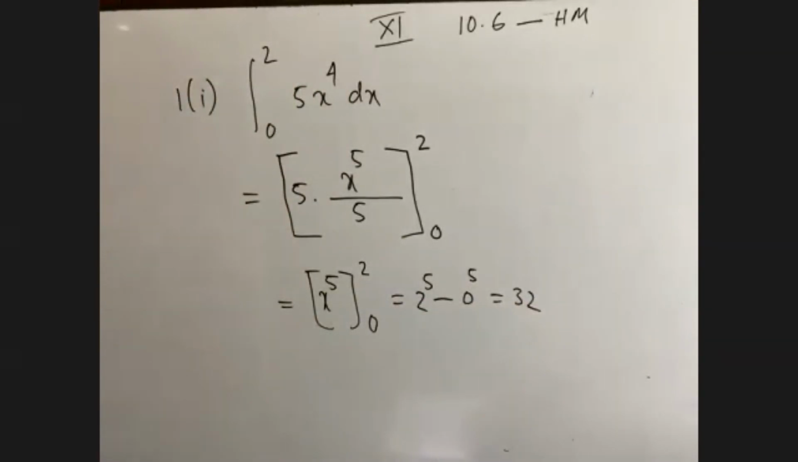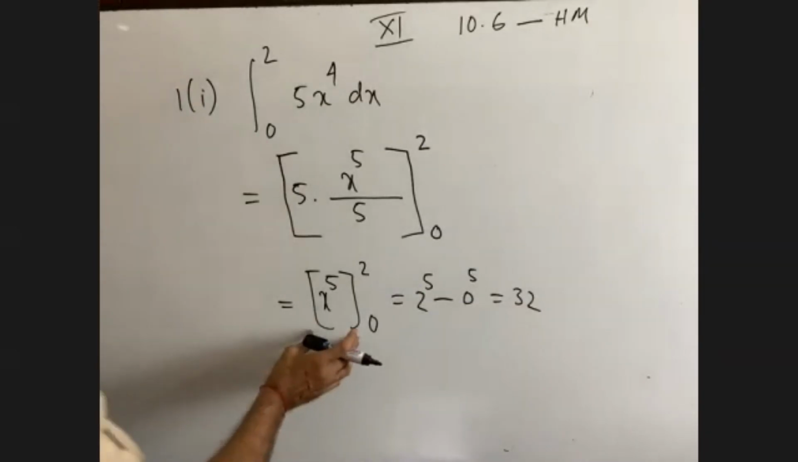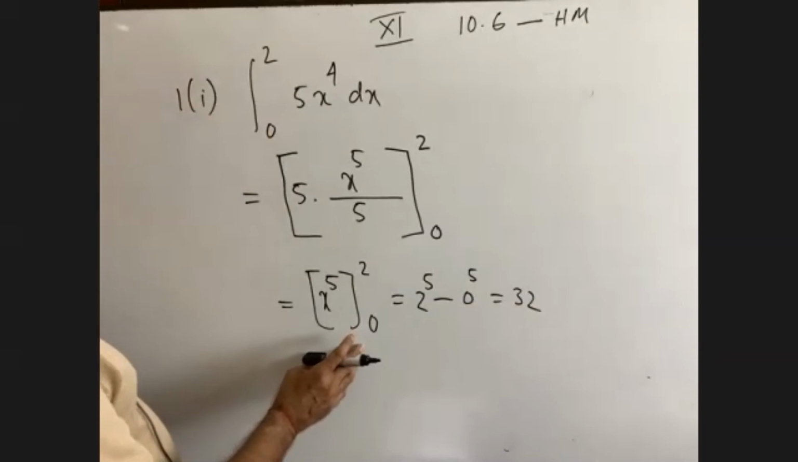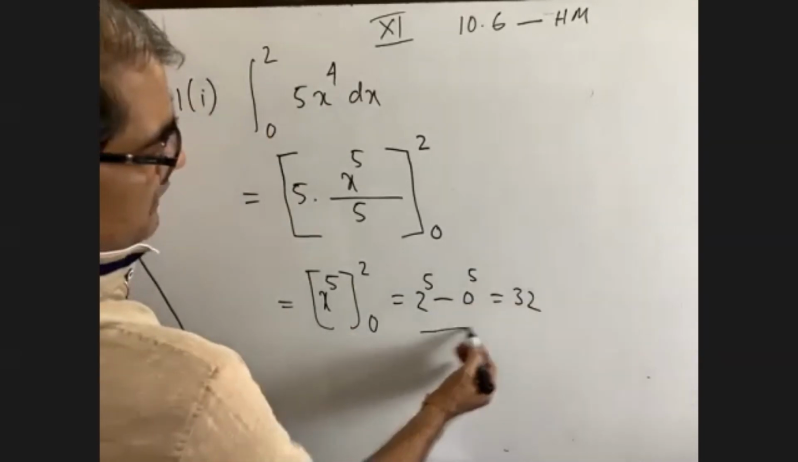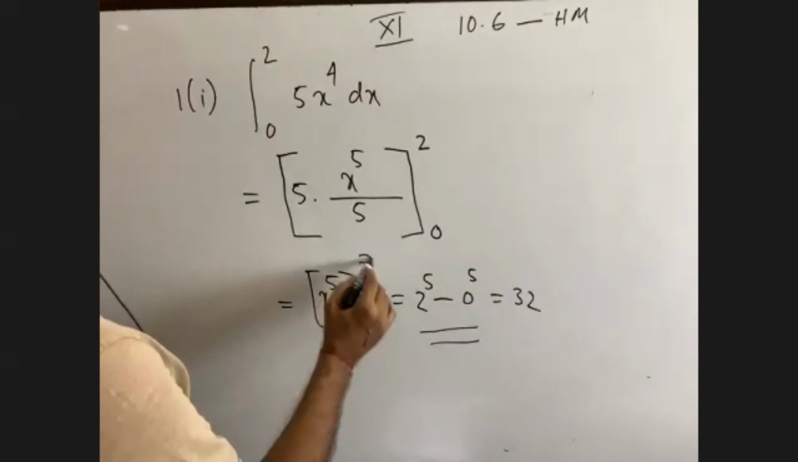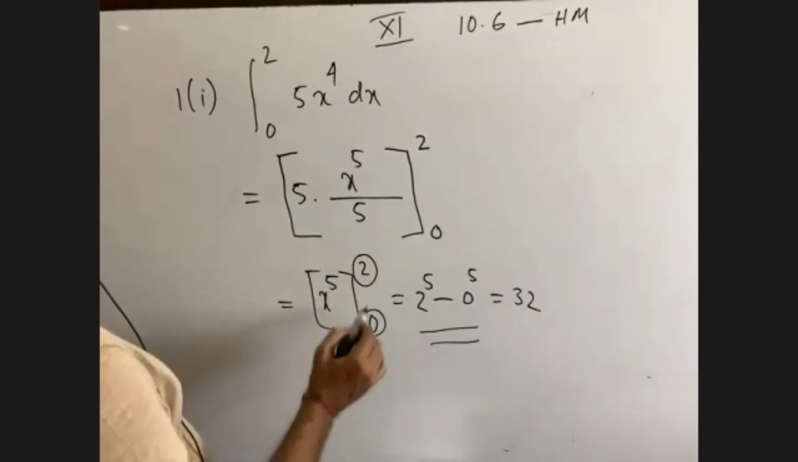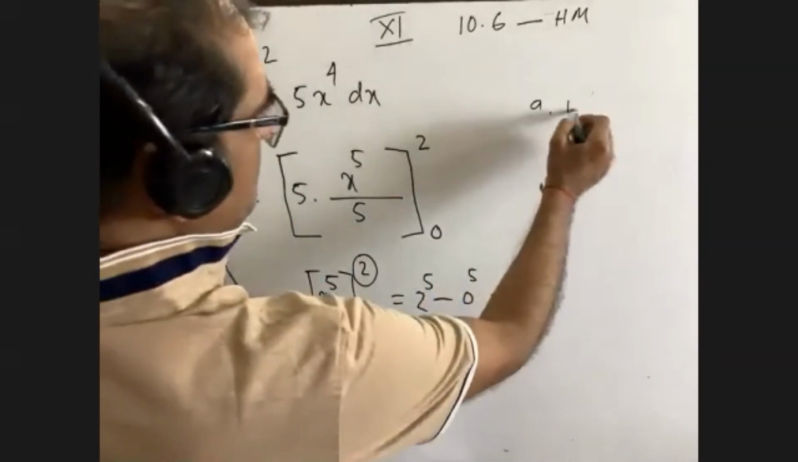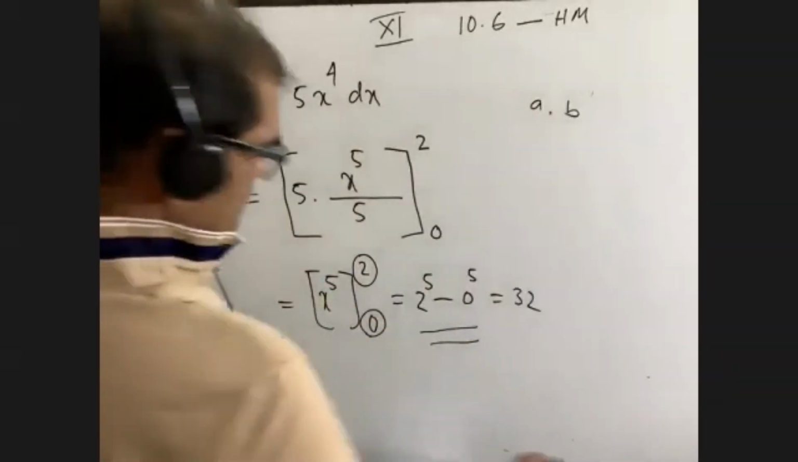Talk to me. You did up to exercise 10.5. Now you have to do only this calculation, nothing else. Upper limit minus lower limit. This 2 is the value of x. As I told you at first, x equals a and b.